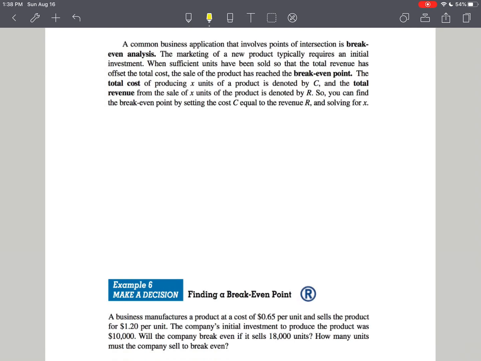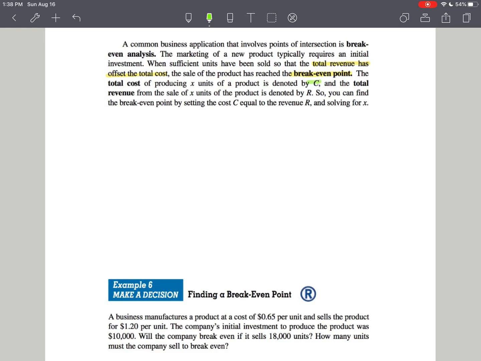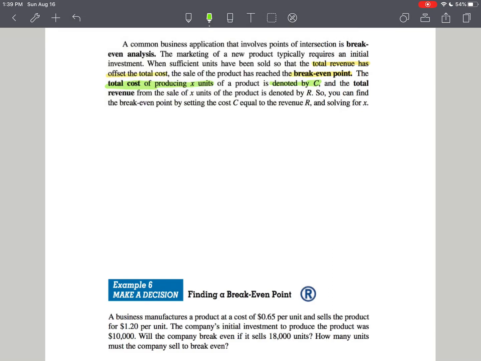So let's highlight a few things here. We've got break-even analysis. So when sufficient units have been sold so that the total revenue has offset the total cost, then we have a break-even point. So the total cost of producing X units of a product is denoted by capital C. So I'm going to highlight that too because that's important. So capital C is the total cost of producing X units. So if I make 10 masks, how much does it cost to make all 10 masks, not per mask?